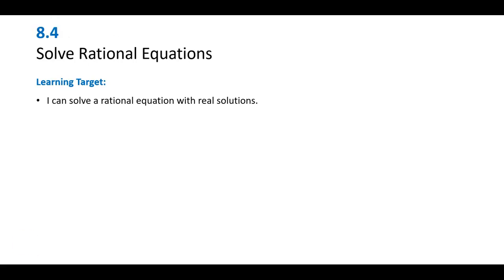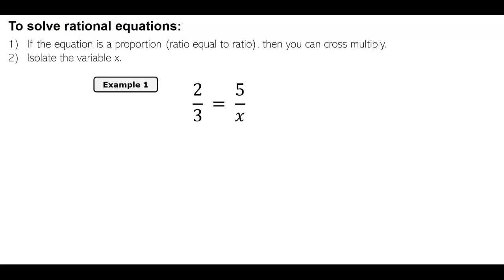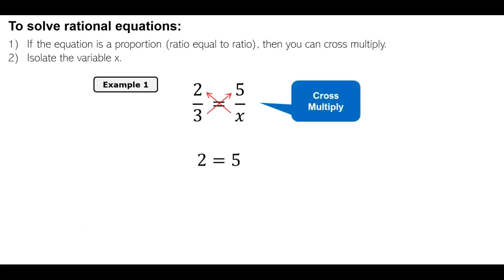Okay, 8.4. We're going to solve some rational equations. Here we go. Just like our warm-up. How do I solve this? I butterfly it. All right. So 2 times x, 3 times 5. So it's going to look like this. Right? So 2 times x, 3 times 5.